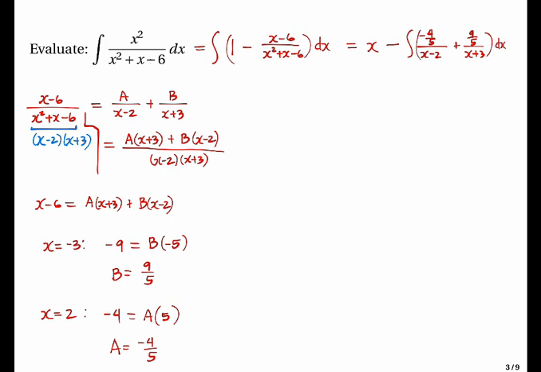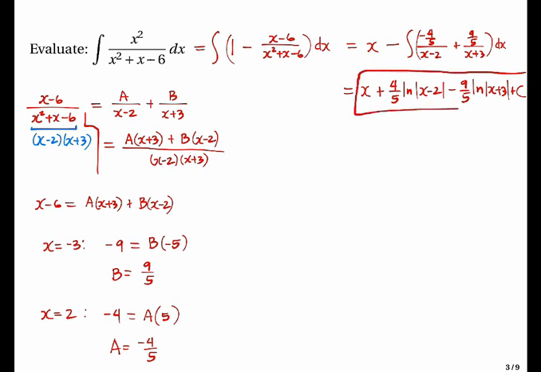Which means if we integrate this now, we'll get x here. Then we have minus minus, so that's plus (4/5) ln|x - 2|. And then here minus, so we have minus (9/5) ln|x + 3|, and plus the arbitrary constant C. So this is the final answer for this integral.